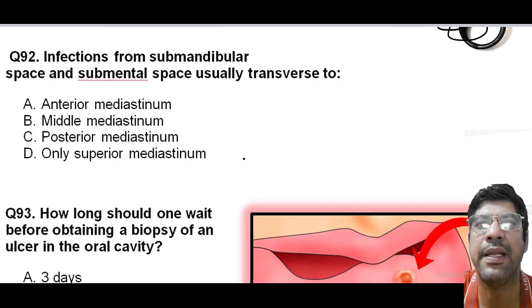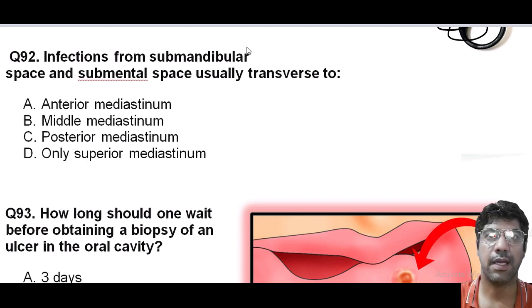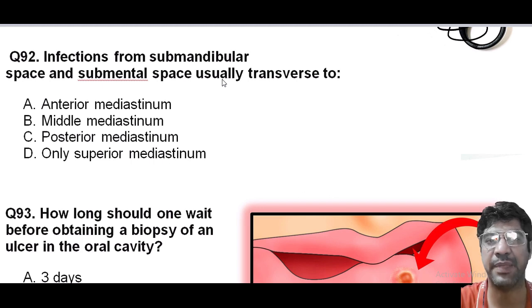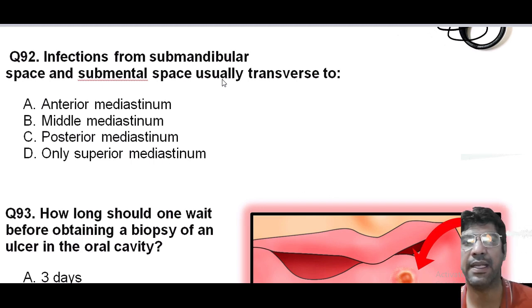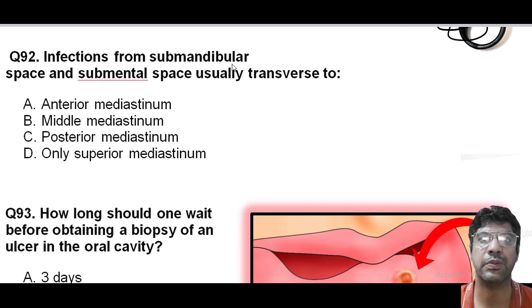Infection from the submandibular space and submental space travels to the anterior mediastinum. The anterior mediastinum is a region within the chest that is located in front of the heart and between the two lungs. So infection that originates from the submandibular space and submental space can travel downward and anteriorly, crossing into the anterior mediastinum. So the anterior mediastinum contains structures like the thymus gland, lymph nodes and connective tissue.